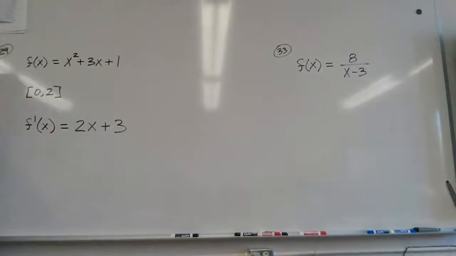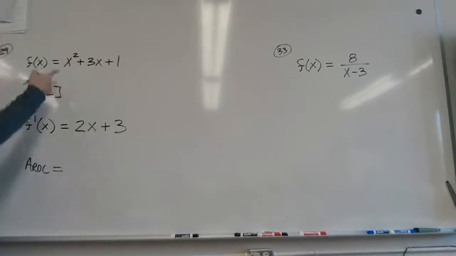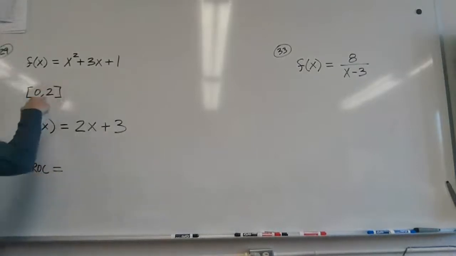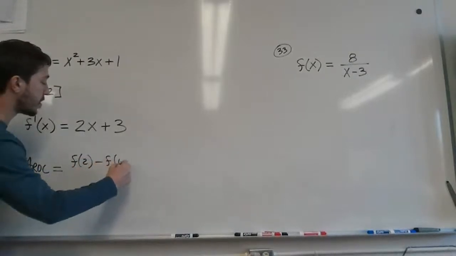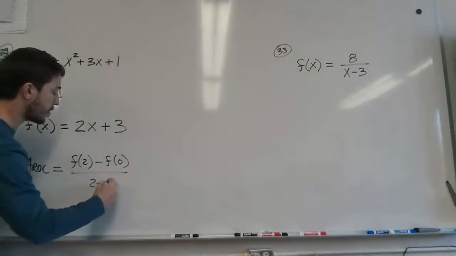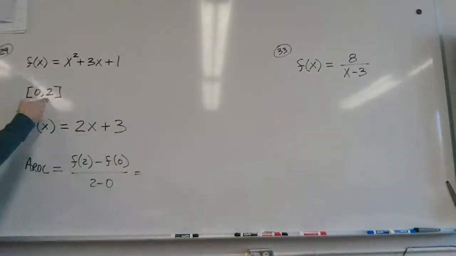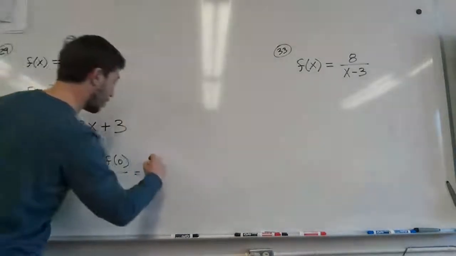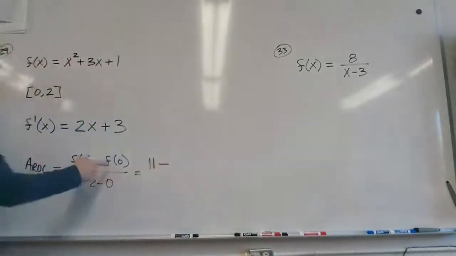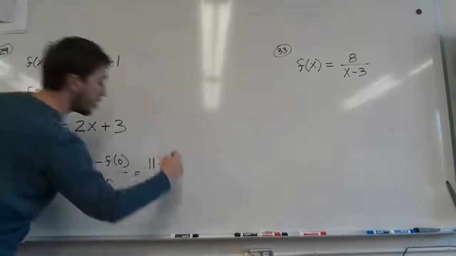Okay, so we all agree we have to find the derivative. What else should I find? Find the average rate of change. Okay, so the average rate of change for this function would be f of 2 minus f of 0 over 2 minus 0. So f of 2 would be 4 plus 6 plus 1. f of 0 is 1.